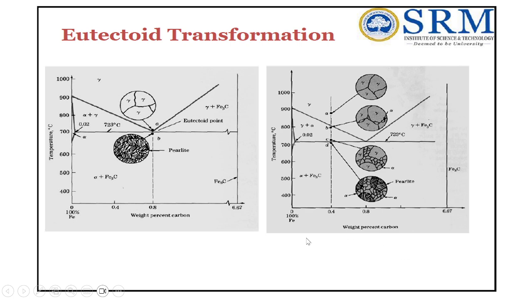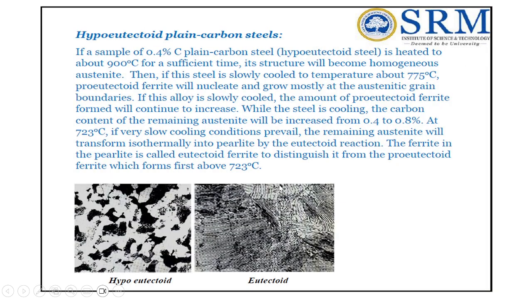Right, so this is how the transformation takes place. This is a diagram which explains how the transformation of gamma into alpha plus Fe3C takes place at various points and stages. Right, so this is the microstructural representation of a hypoeutectoid plain carbon steel. What is a plain carbon steel? Plain carbon steel is a steel which has a carbon content less than 0.3%.